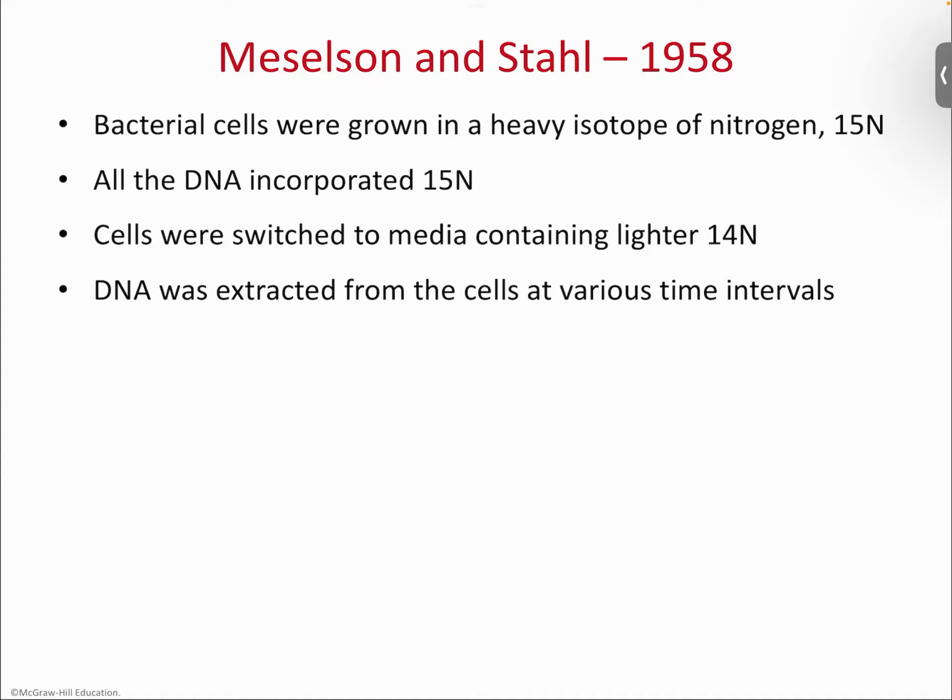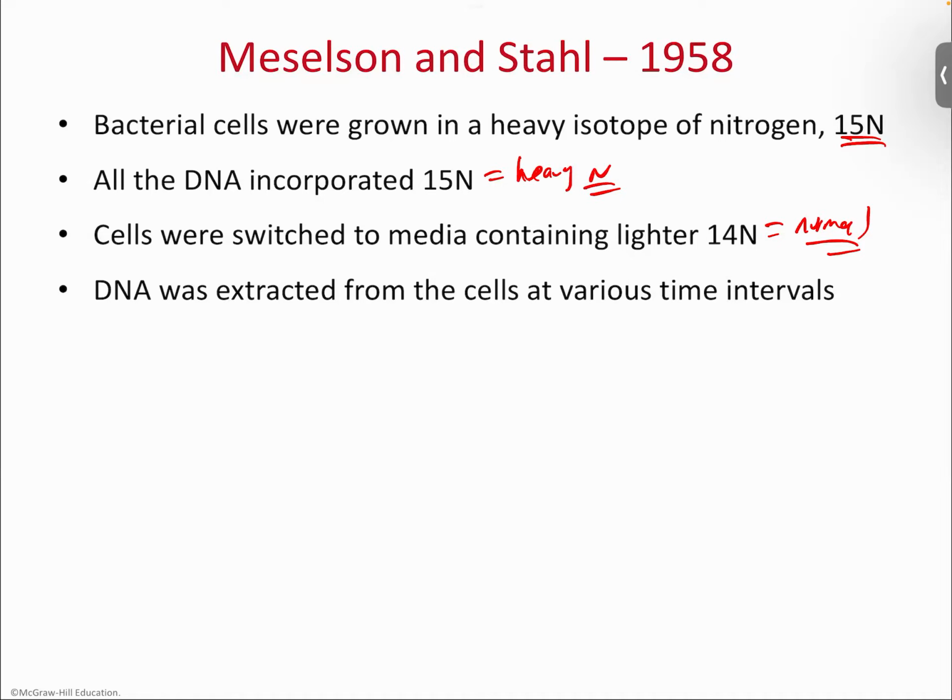So what they did is they used an isotope of nitrogen, right? Here's normal nitrogen. N14 is normal nitrogen. If you look on the periodic table, nitrogen has a mass of 14. So that's normal nitrogen. N15 is heavy nitrogen, right? Because it's got an extra neutron. So it's going to be a little on the heavier side.